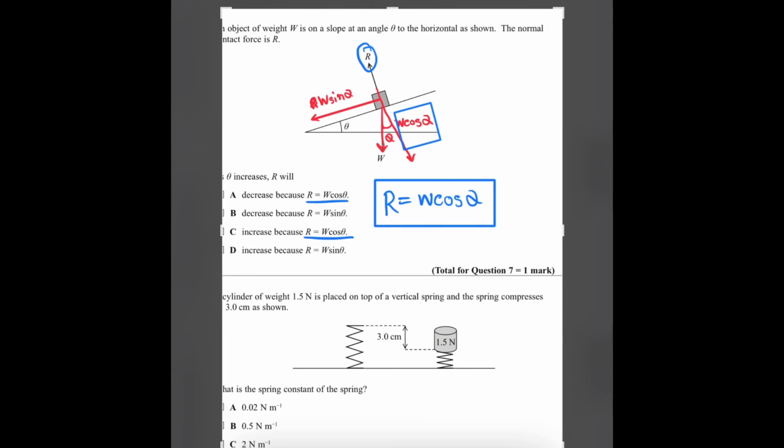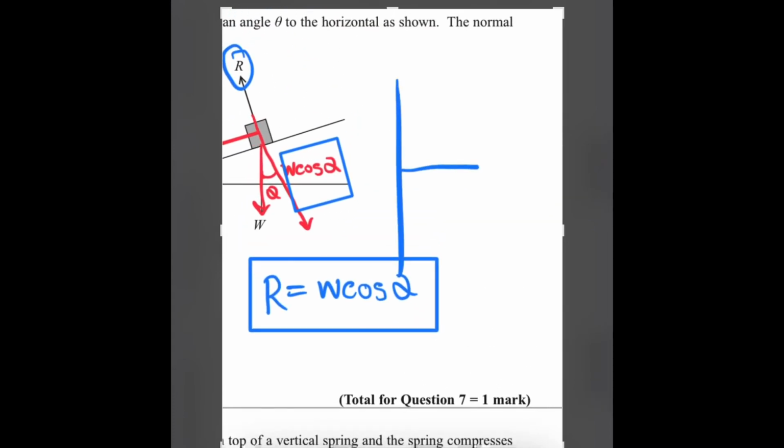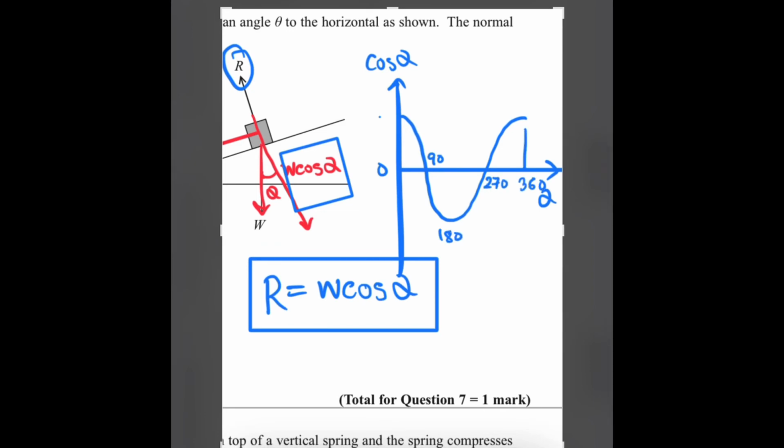Now what we have to know is, when the value of theta increases, what does the value of R do? If we plot the graph for cos theta, we will have cos theta here and the value of theta here. So we have something like this, right? This is 0, this is 90 degrees, 180, 270 and 360. As the value of theta increases, the value of cos theta decreases.